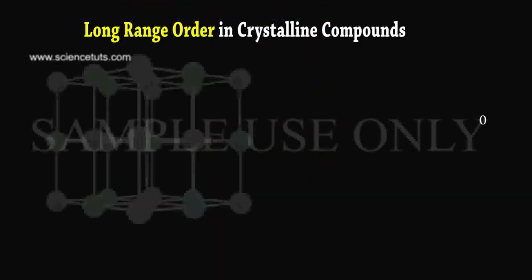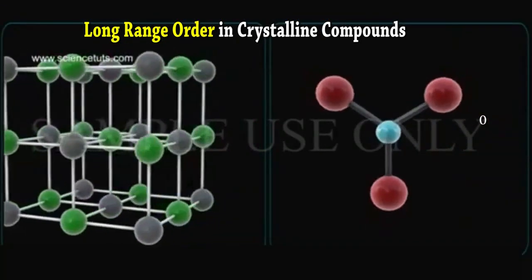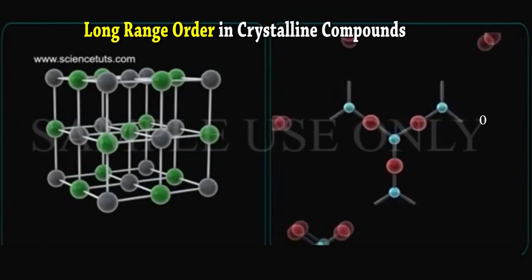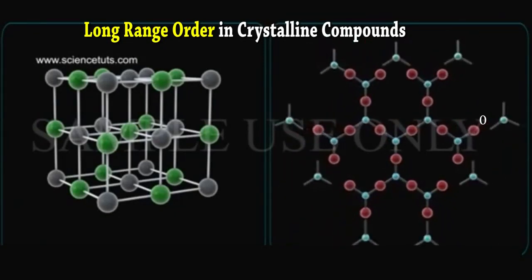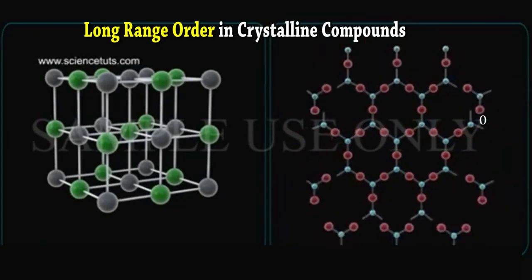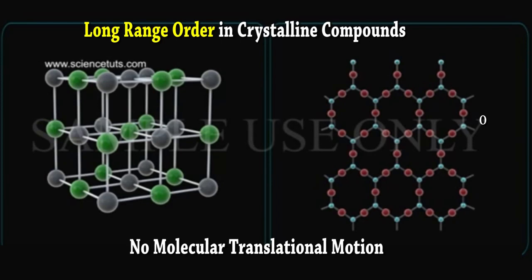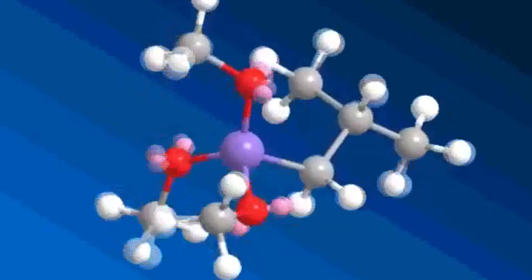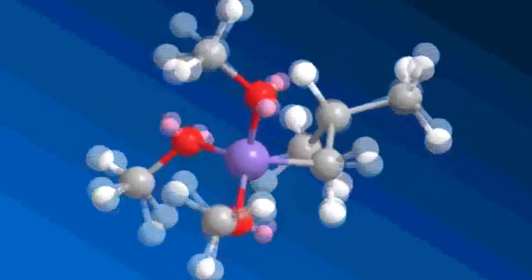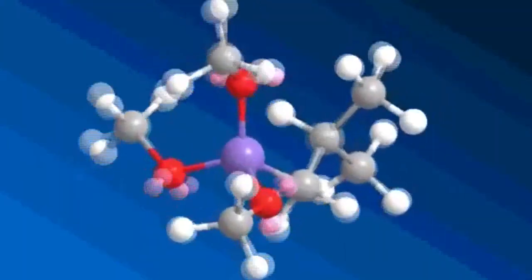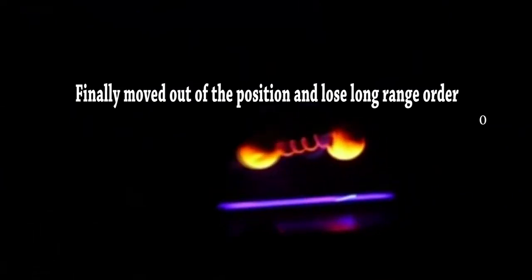In low molecular weight crystalline materials, the molecules occupy definite positions within the crystal lattice with a well-defined arrangement, otherwise called long range order. Therefore, there is no possibility of molecular translational motion in crystalline solids. However, as the temperature increases, the individual molecules start vibrating more and more vigorously and finally move out of their fixed positions by losing the long range order.